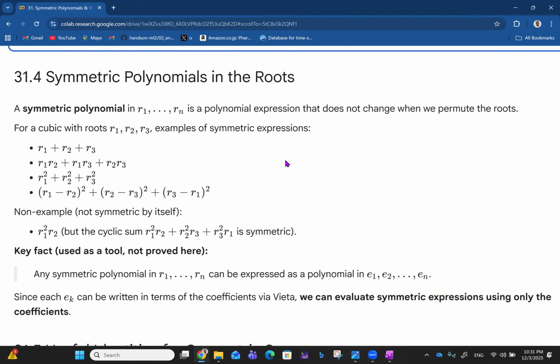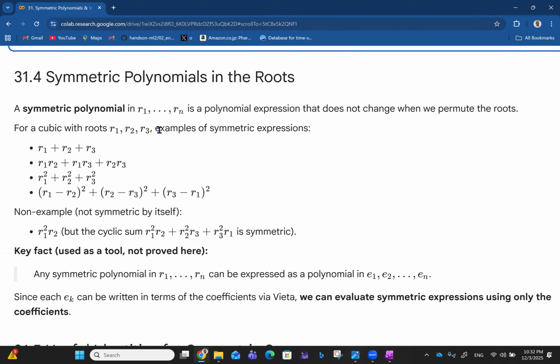permute the roots. So for a cubic with roots R1, R2, R3, examples of symmetric expressions include R1 plus R2 plus R3. Anyhow you do it, whether R1, R2 comes first or R3 comes last, it doesn't matter. Then R1 R2 plus R1 R3 plus R2 R3, we can say that's symmetric. Anyhow you do it, you get the same result. Or R1 squared plus R2 squared plus R3 squared is all the same. So anyhow you sum up, you get the same result, because a symmetric polynomial in the roots is a polynomial expression that does not change when we permute the roots. So if you switch the roots anyhow you like, you still have the same answer.